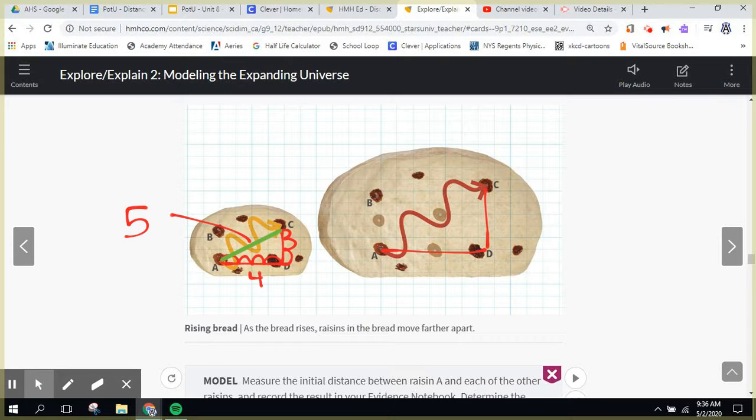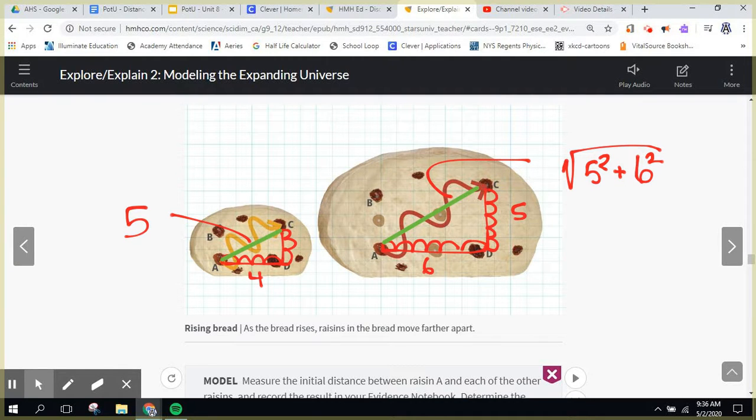But I do 1, 2, 3, 4, 5, 6. So that's a 6. Then 1, 2, 3, 4, 5, 5. And then I know that distance, right? That distance there is the square root of 5 squared plus 6 squared, which gives me some value. What we also want to notice is this idea of the wavelength, right?